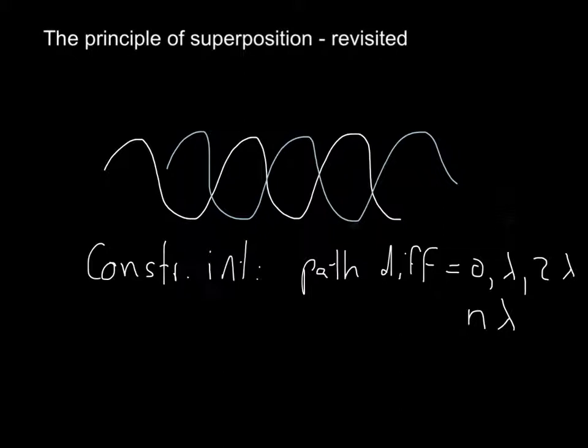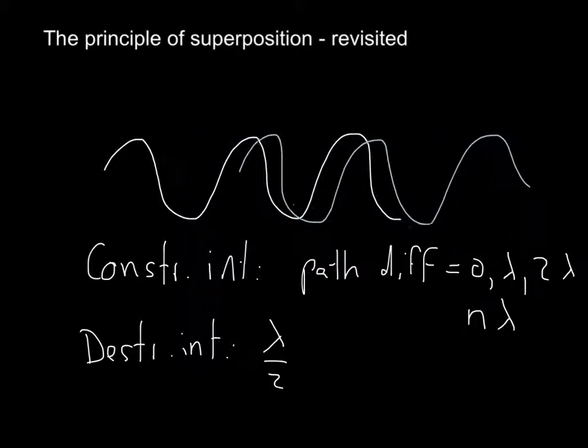In this case, the path difference is exactly half a wavelength, because this is a wavelength and this is half of it. So we have destructive interference for half a wavelength. And what else? Well, if I keep moving this to the right, now I have constructive, now I have destructive.